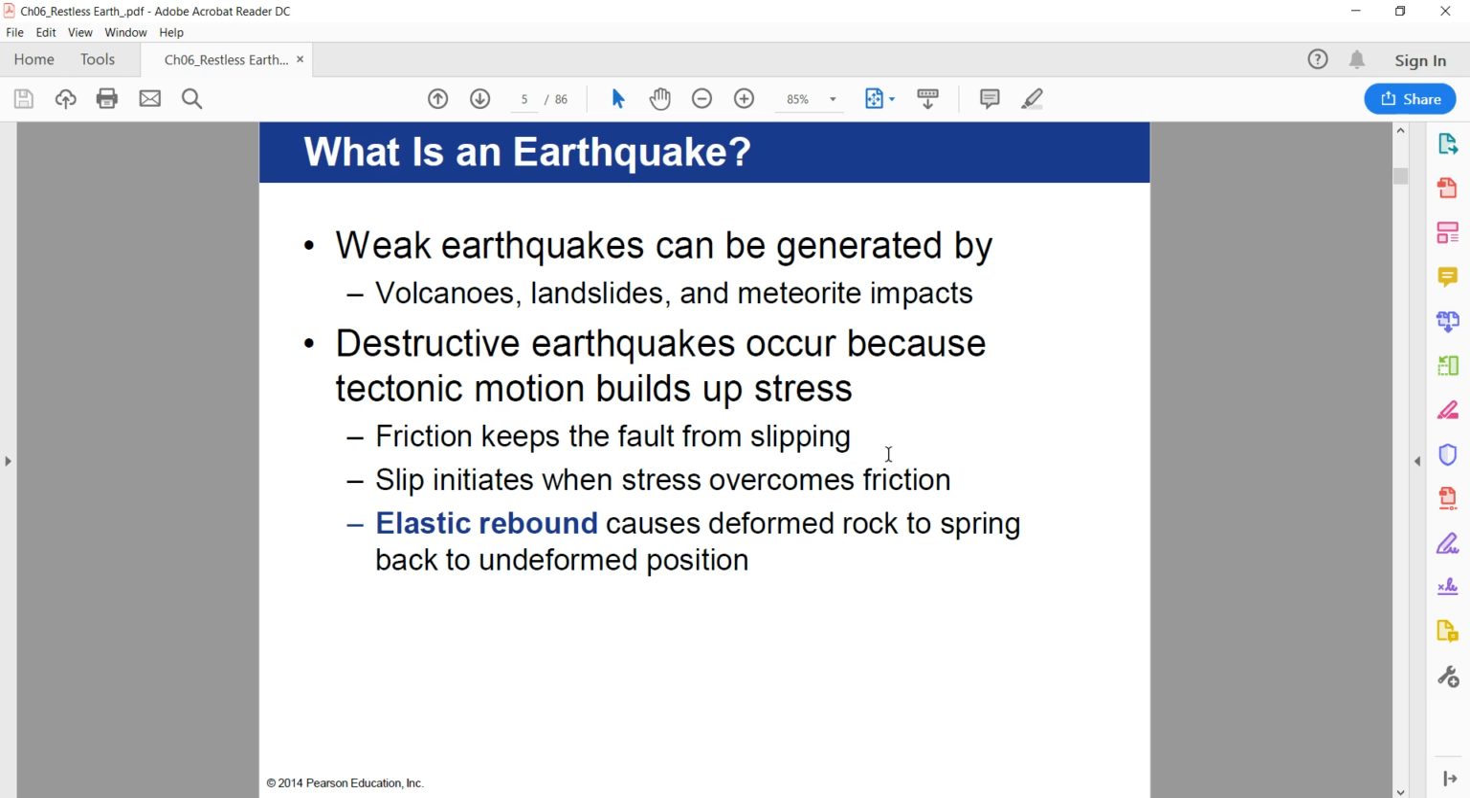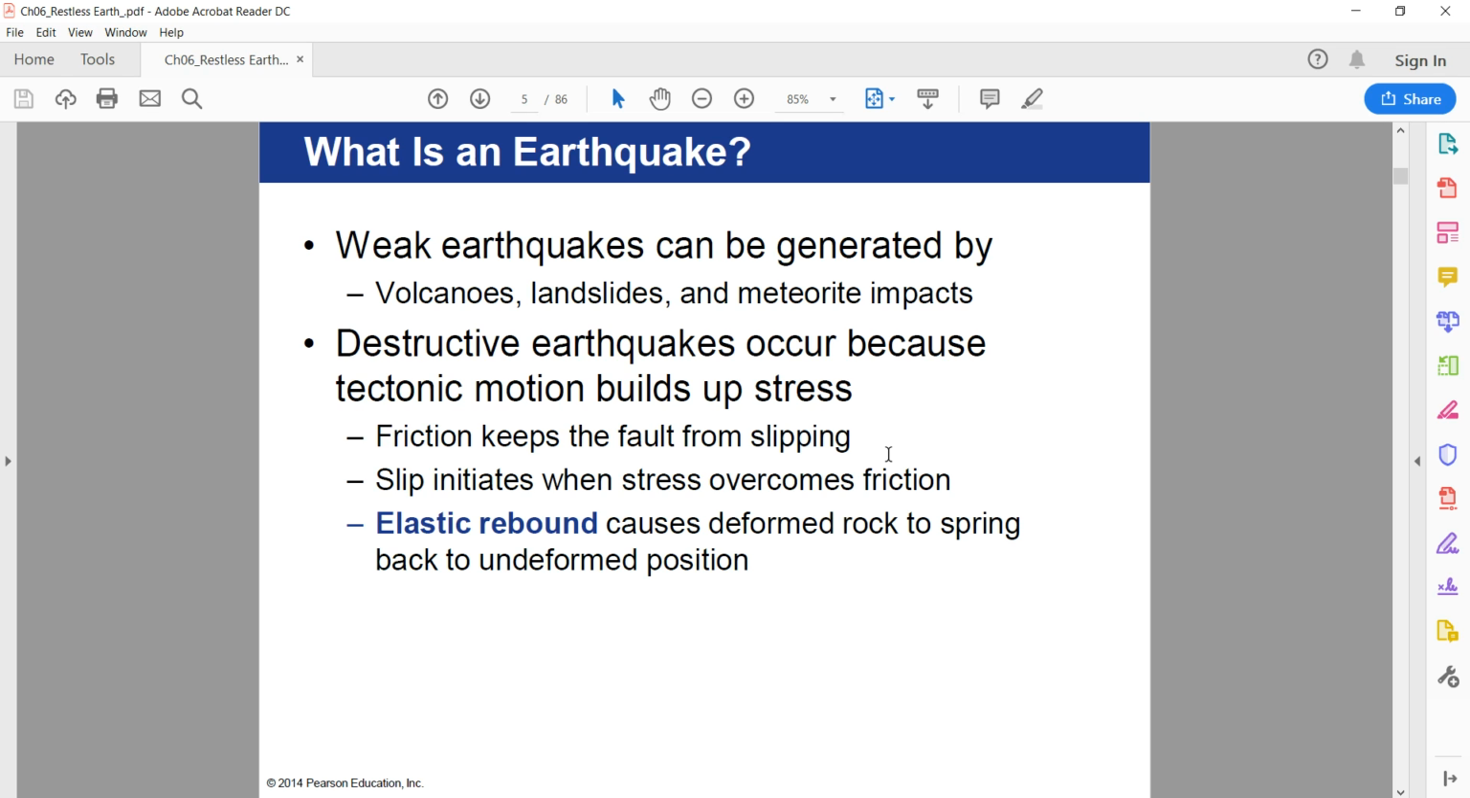Meteorite impact is another, when objects or rock masses which are flying in space hit the planets, and that can cause some of these earthquakes depending on how big that meteorite is.